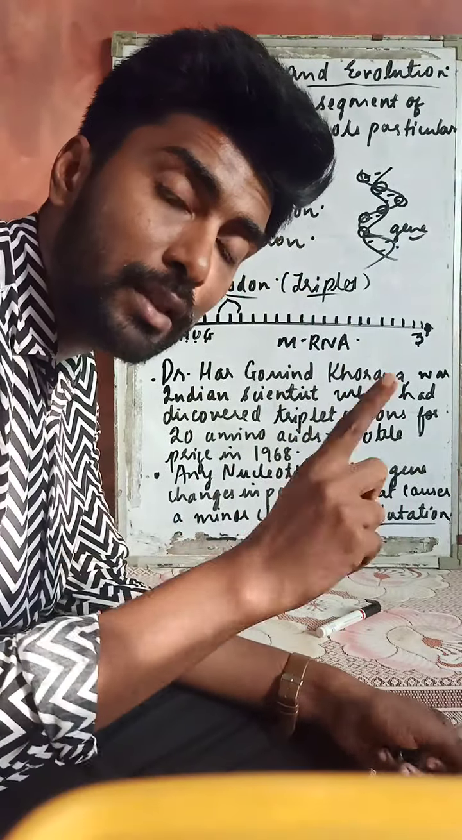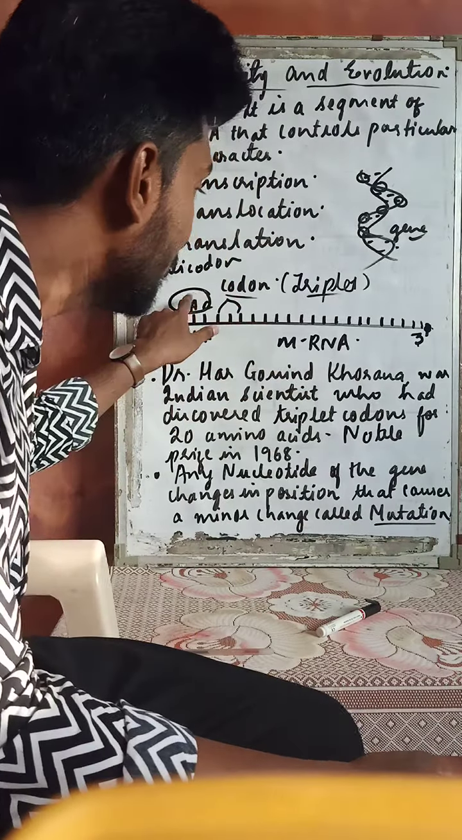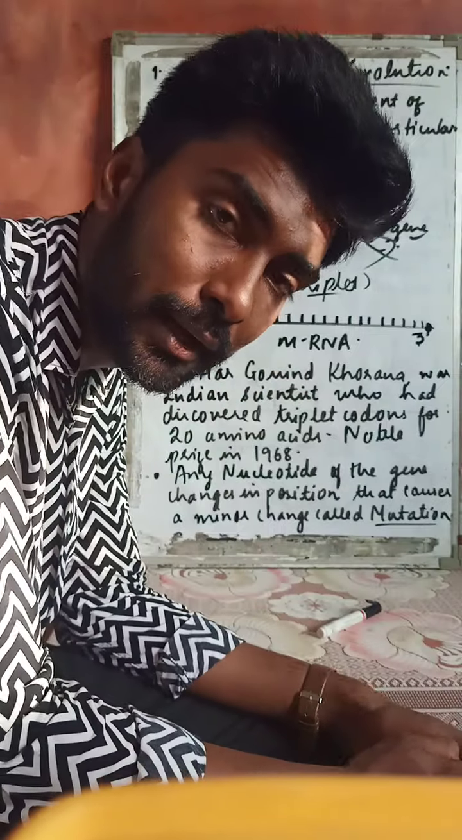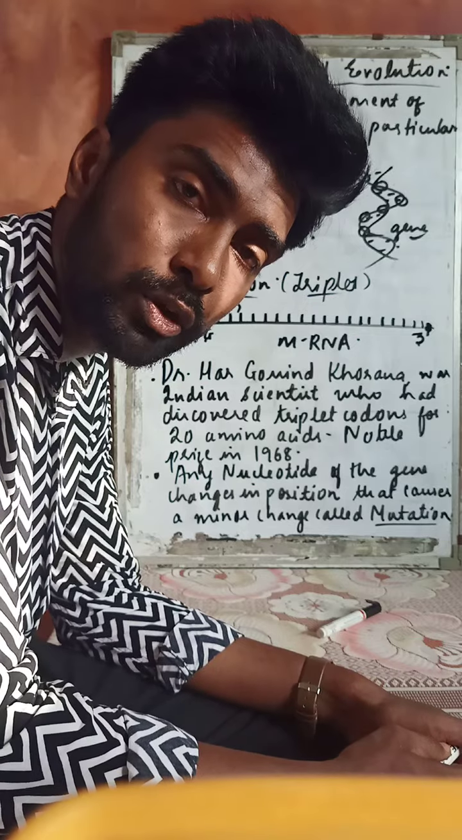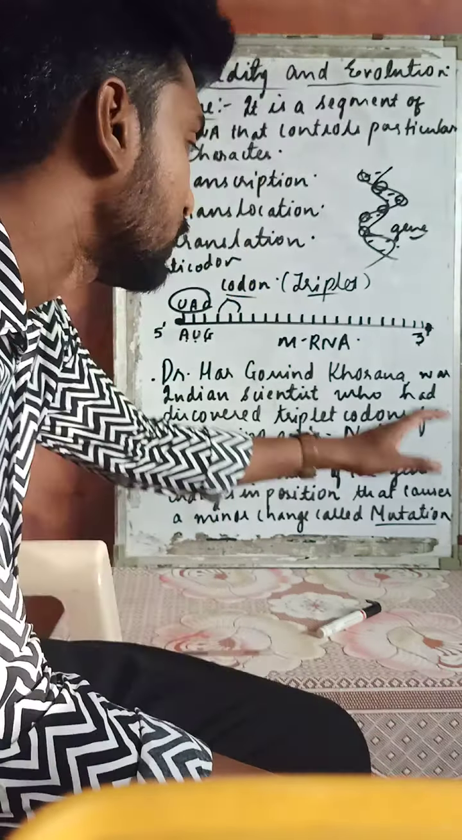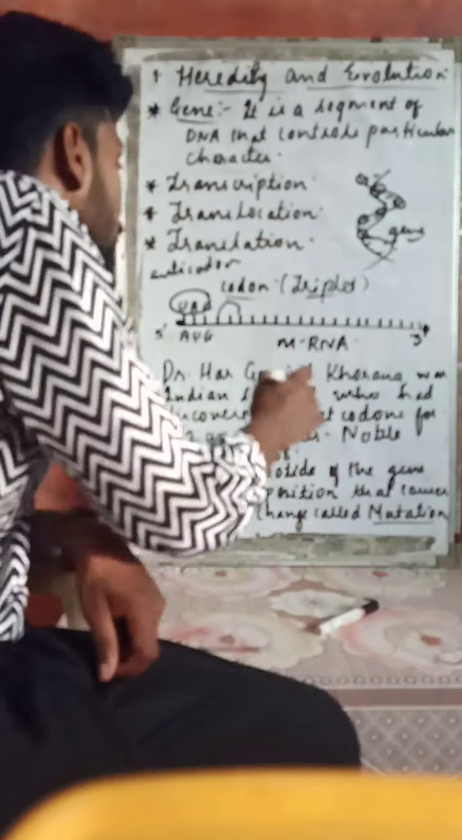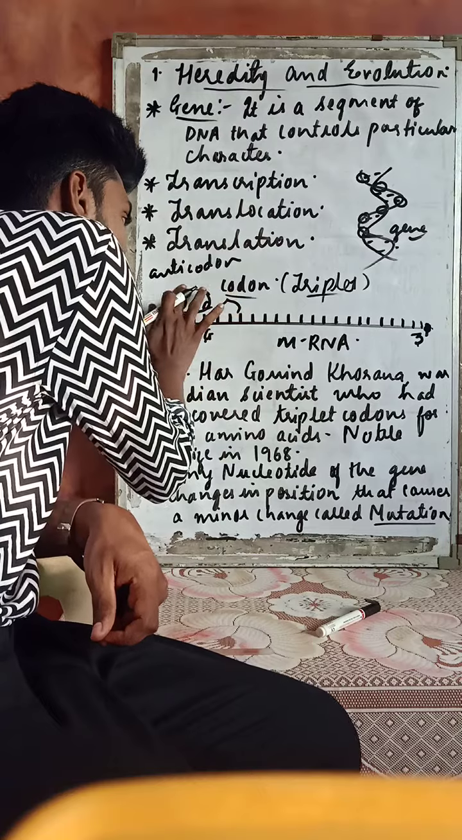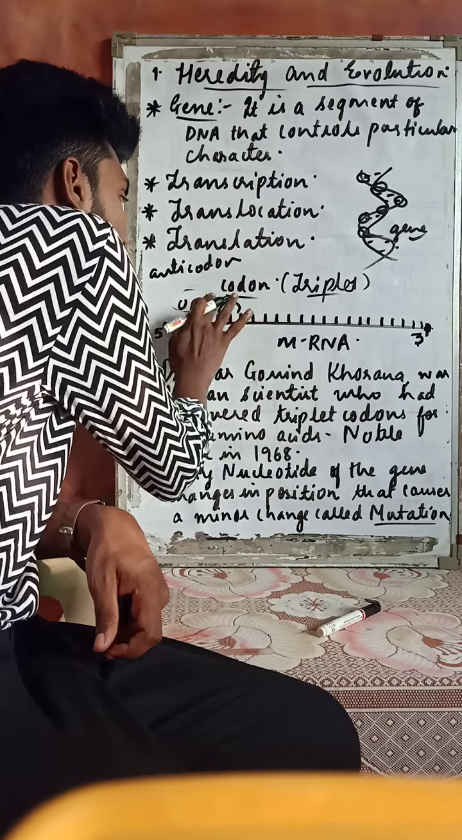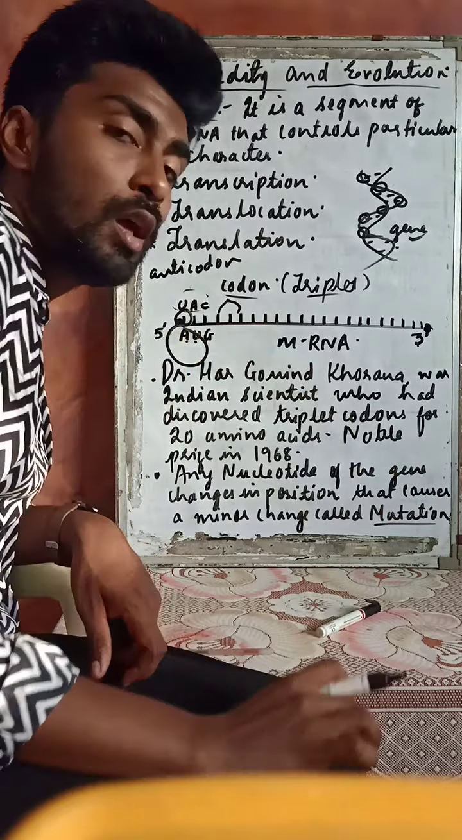So remember one thing, keep it in your mind: codons are present on the messenger RNA and anticodons are present on the transfer RNA. This pairing of codon and anticodon to specify an amino acid is generally called translation. Now what happens in translation is that the ribosome, this is a ribosome.